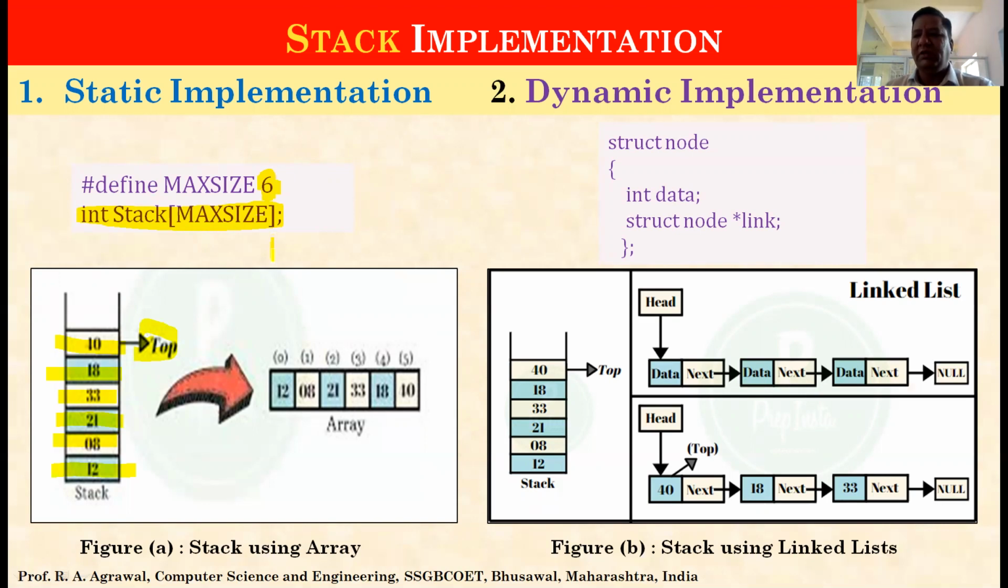In case of dynamic implementation, here this is the node structure. Here we will decide a node. That node will be divided into two parts. The first part is the data part, and the second part is the link part, or the address part, or the pointer to the next data in the linked list.